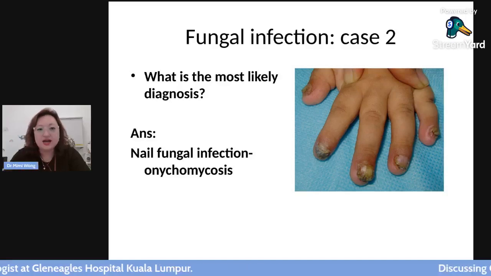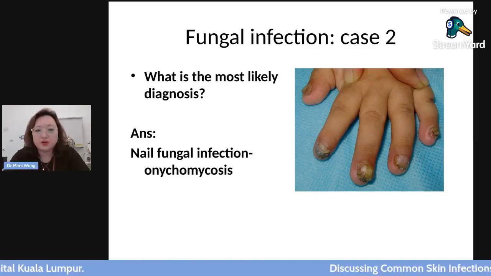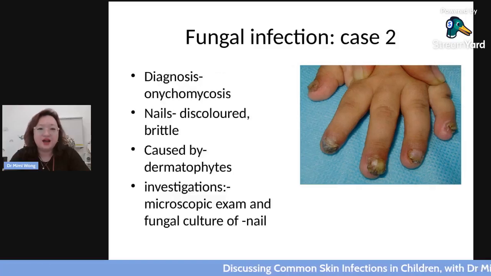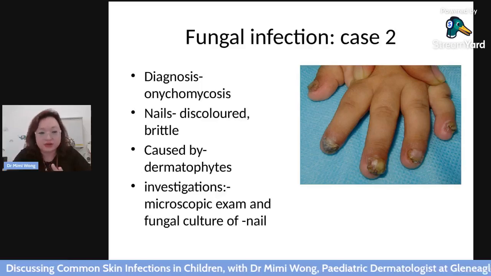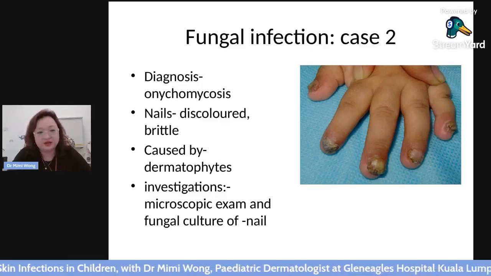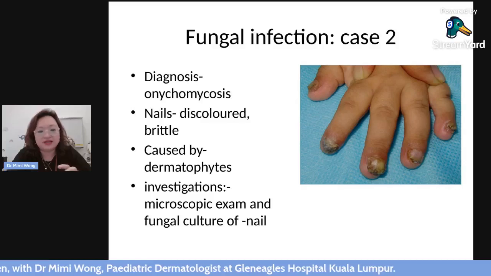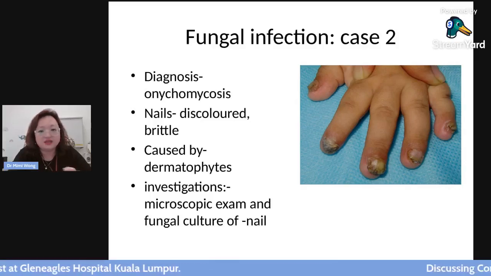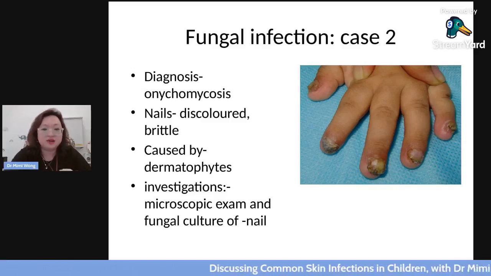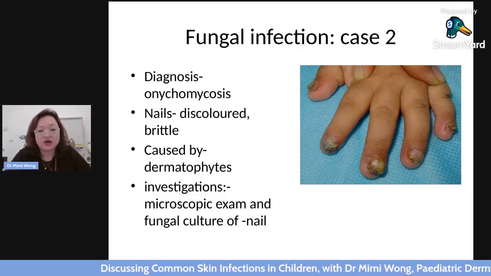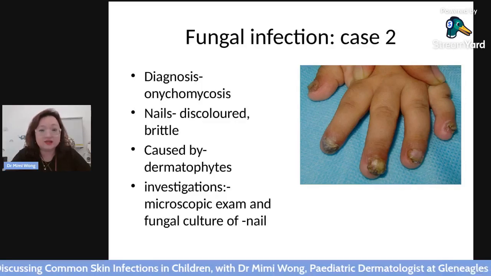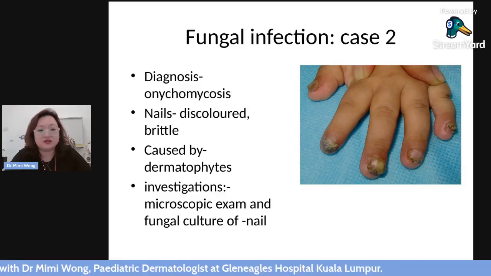So this is a nail fungal infection known as onychomycosis. How do they present? The nails will start off with discoloration. That is the commonest presentation, and they become very brittle. Some patients might complain that underneath the nails there's a bit of mushy material coming out, and sometimes you have redness around the nails as well. Usually it's caused by dermatophytes, this type of fungus, and you can clip the distal part of the nail and send for fungal culture. We can do it in our office and also our clinic.